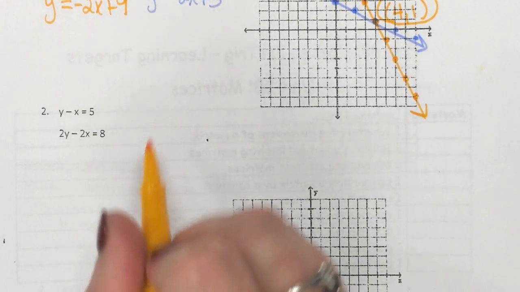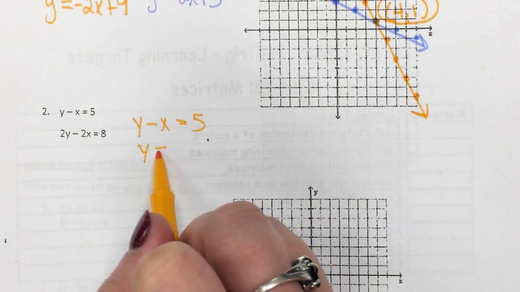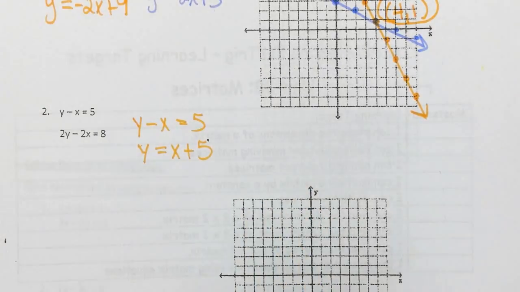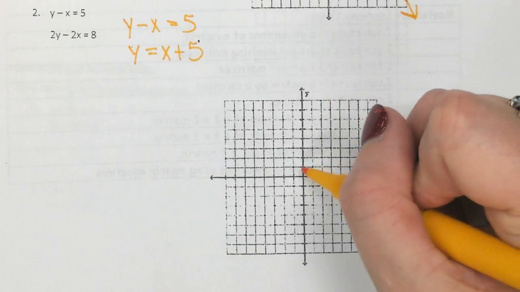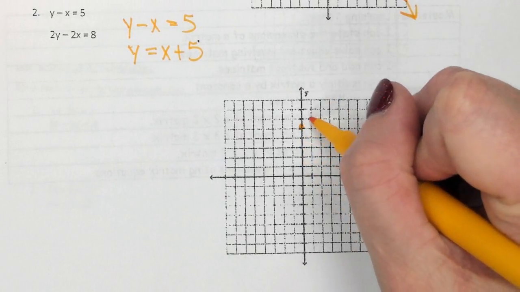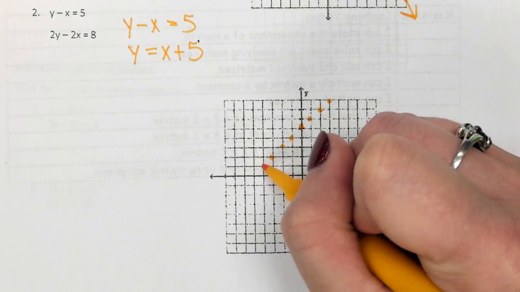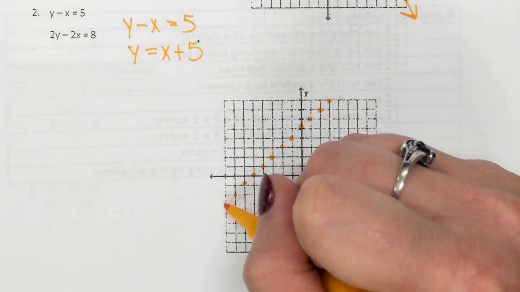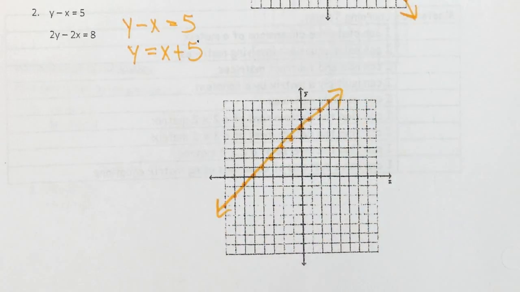So I've got to solve this guy for y, which means I'm going to add the x over. And so then I can graph it. I'm going to go up 5 on the y-axis. And my slope is 1. So I'm going to go up 1 and right 1. I don't have to worry about dotted lines or shading or anything like that, which is cool beans, right?